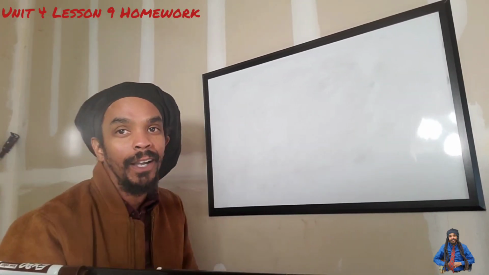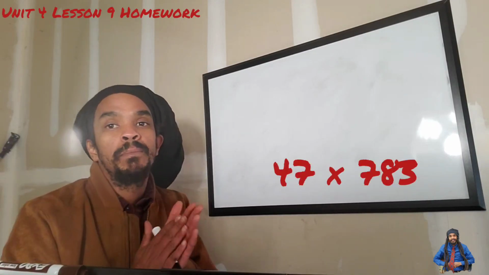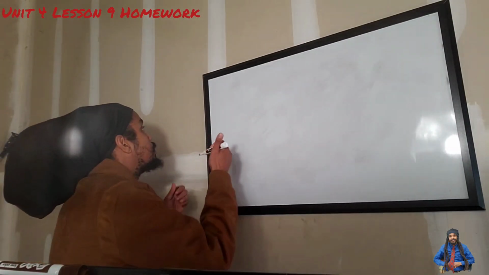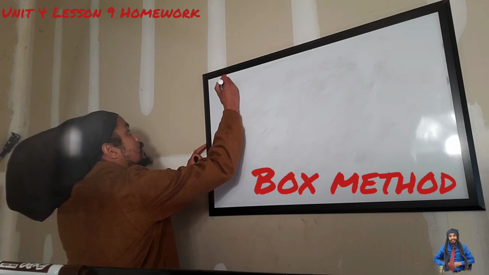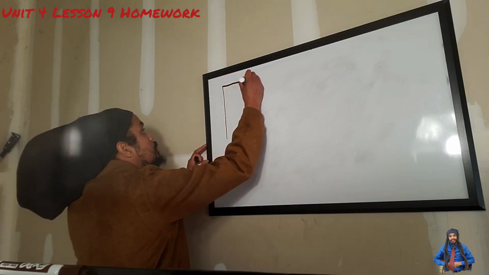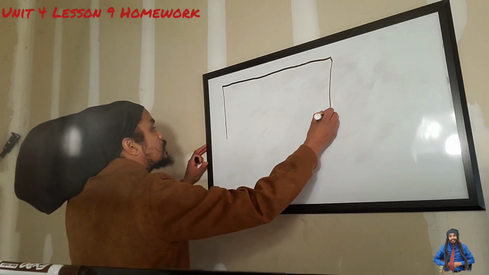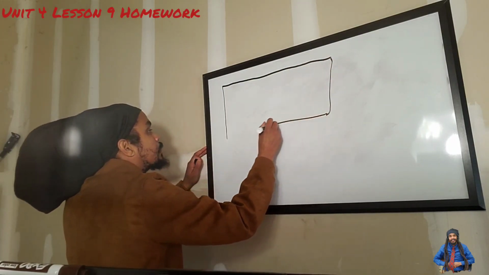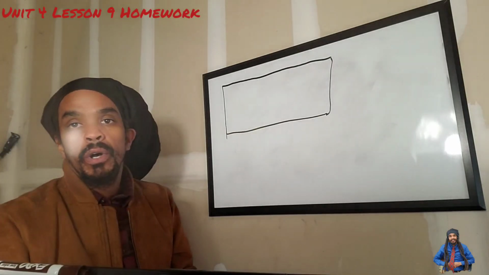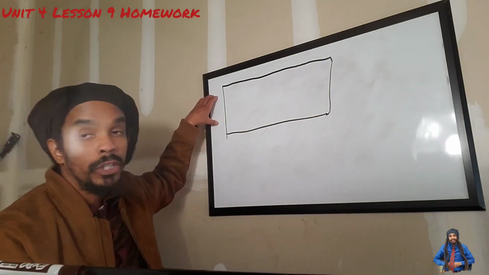All right, so now this next one, we are calculating 47 times 783, but this time we are using the box method. Okay, so I'm going to set up my box method. I'm going to try and do it bigger than what I did yesterday. All right, so I'm going to do like yesterday, because it's a 2-digit by 3-digit. I'm going to have my 2-digit over here.